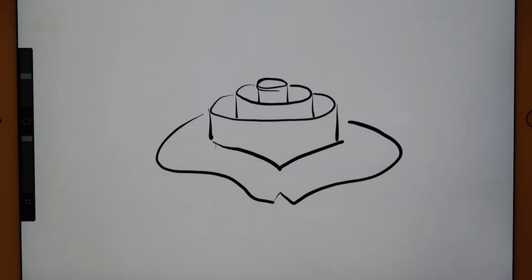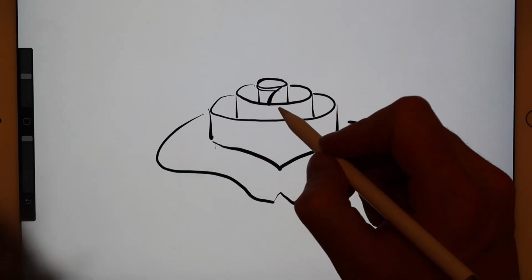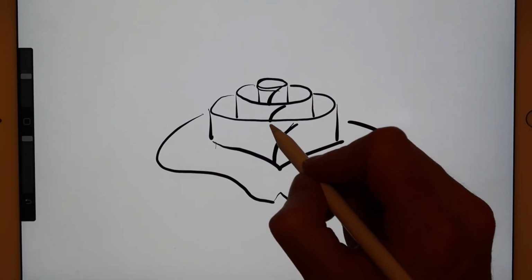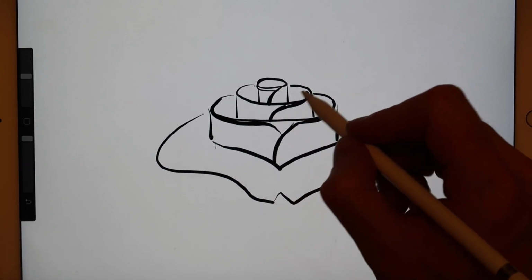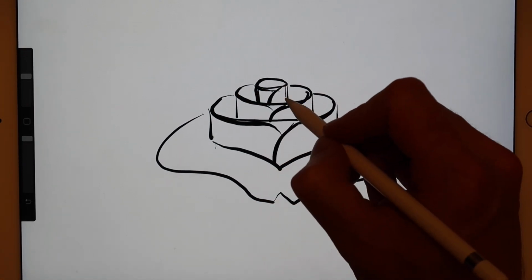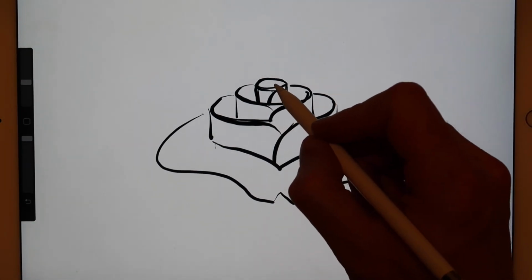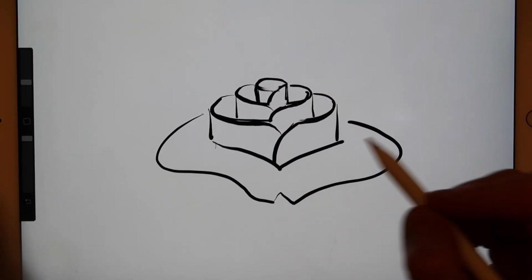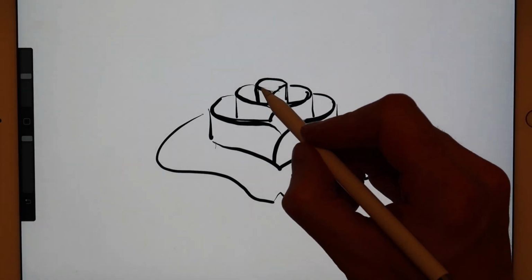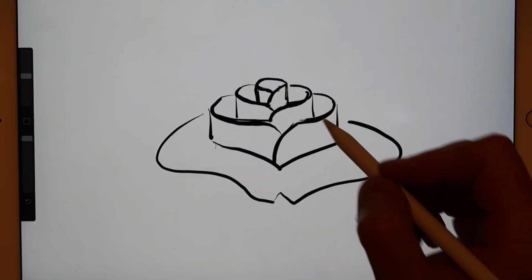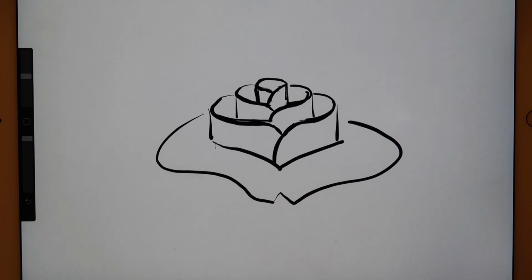Okay, the reason I give you so many examples in this video of the structure of a rose, it's because it's important to understand the structure so that you can draw a rose at any given time. You don't need a reference, you can just draw a rose because you understand it. And that is my goal for this video.